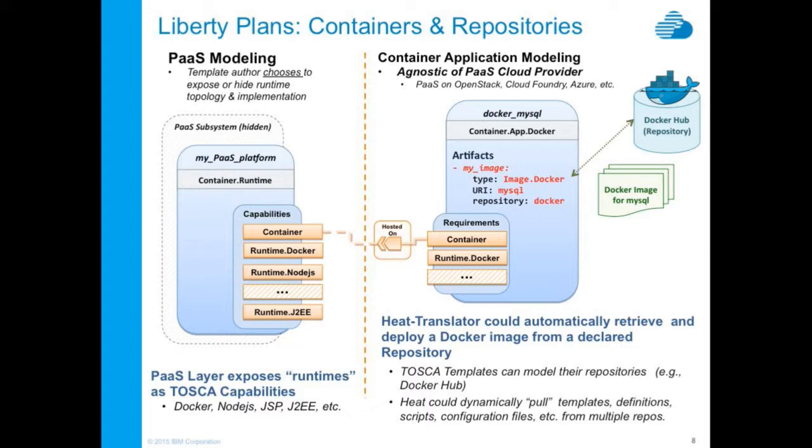What's cool is on the left, we're able to, in TOSCA, simply model a platform. Many people want to export a platform as a customer and indicate what types of applications they support. For example, you see a Docker application being supported in a PaaS platform, Node.js, J2EE applications. And in TOSCA, it's cool because you can just model the right side. You can say, I have a Docker container, here's my Docker image, and you export a requirement for Docker to the platform, and TOSCA Heat Translator will automatically find the two and match them up, the requirement of the application to the capability of the platform.